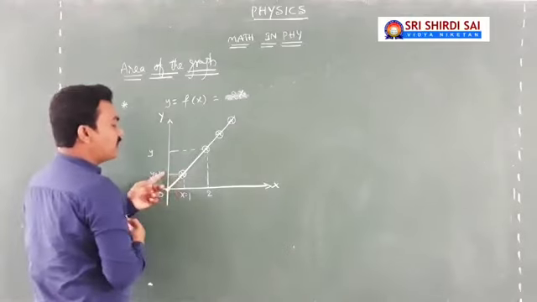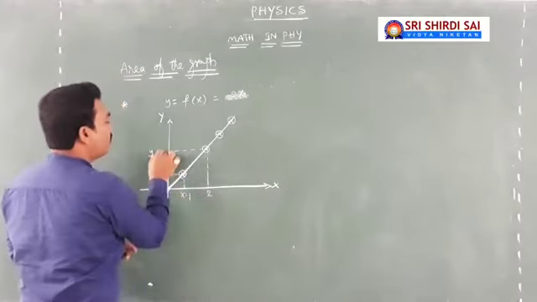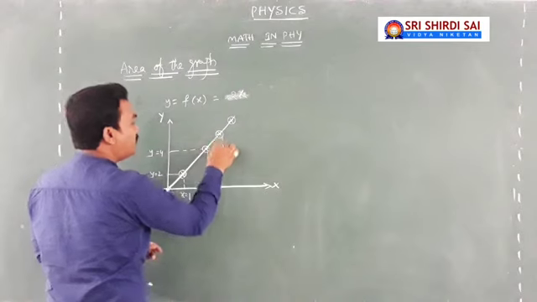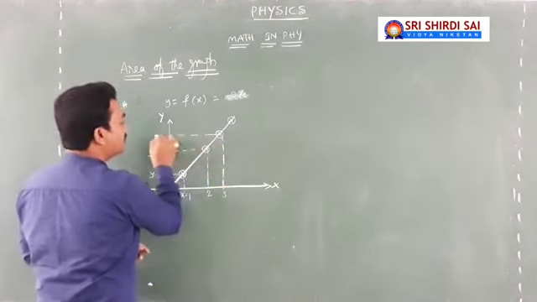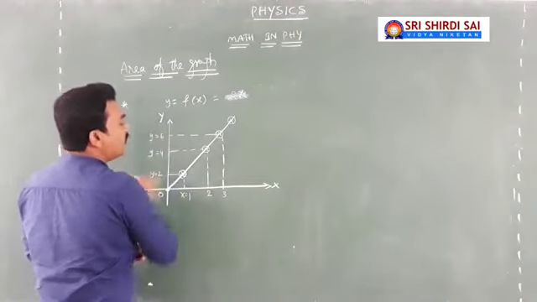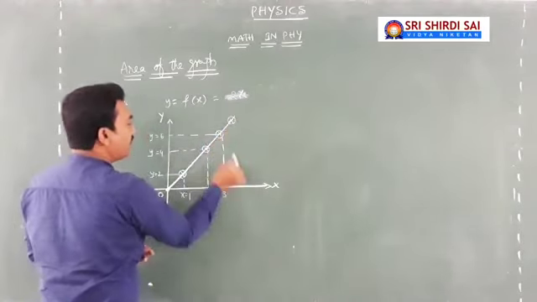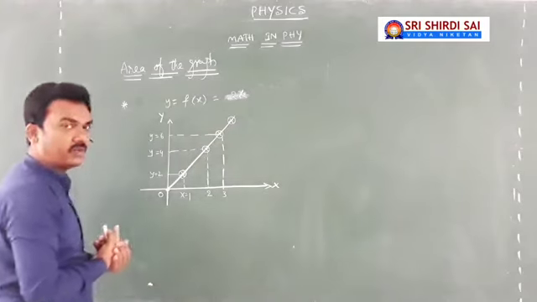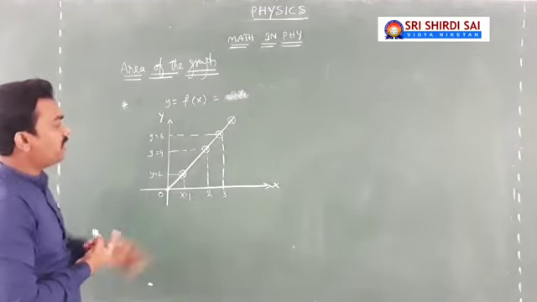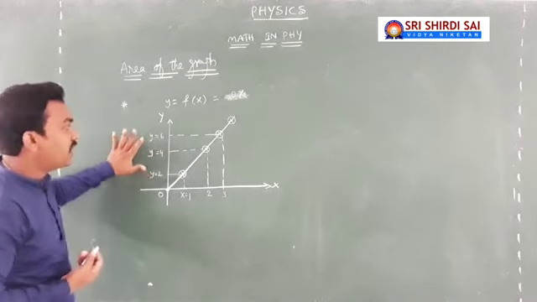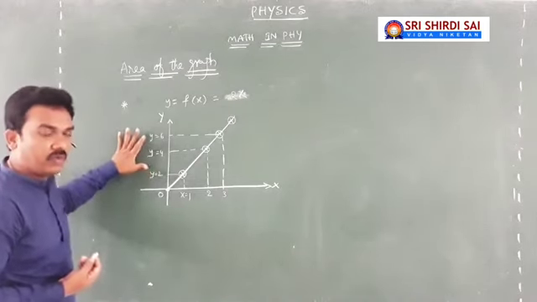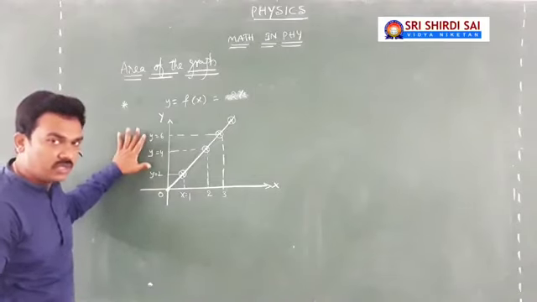X equal to 1, y equal to 2. X equal to 2, y equal to 4. X equal to 3, y equal to 6. X equal to 4, y equal to 8. In that way. Now in this particular data, if I wish to calculate the area covered by the graph from x equal to 1 to x equal to 3.